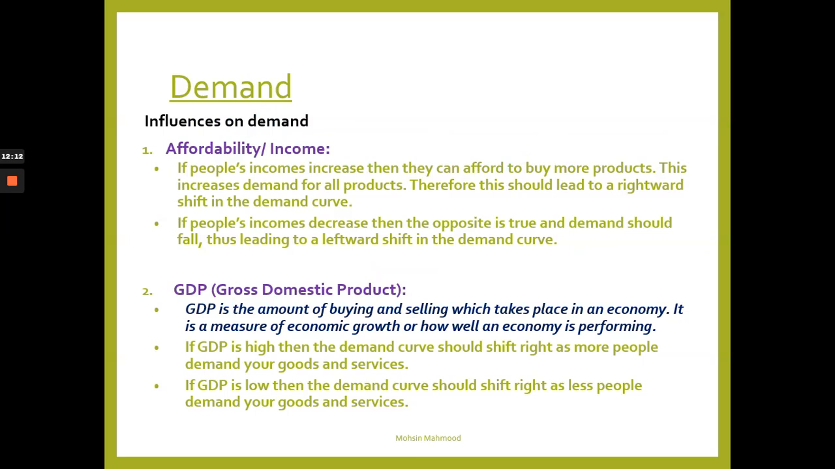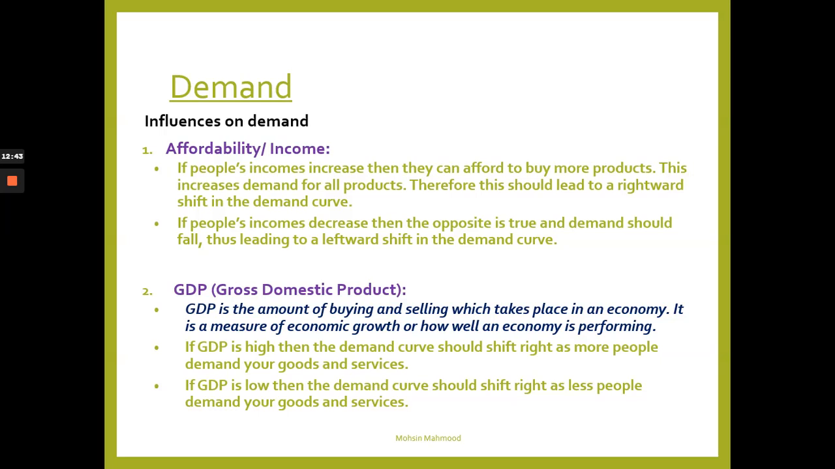Now, we've got influences on demand then. That was just a quick activity, but here we've got the influences on demand explained. The first one is affordability or income. If people's incomes increase, then they can afford to buy more products. This increases demand for all products. Therefore, this should lead to a rightward shift in the demand curve. And if people's incomes decrease, then the opposite is true and demand should fall, thus leading to a leftward shift in the demand curve.